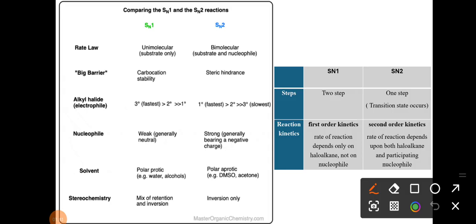Big barrier. So what is the big barrier in SN1 reaction? That is the carbocation stability, right? So that is the main important factor in your SN1 reaction. And what about SN2 reaction? This is the steric hindrance.